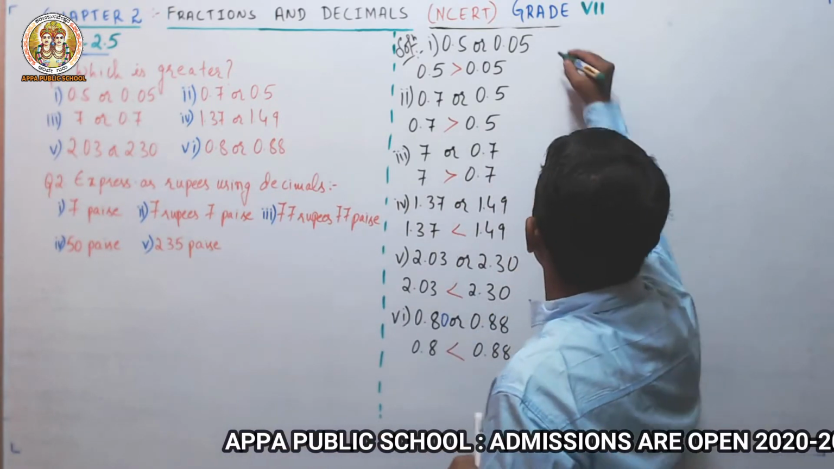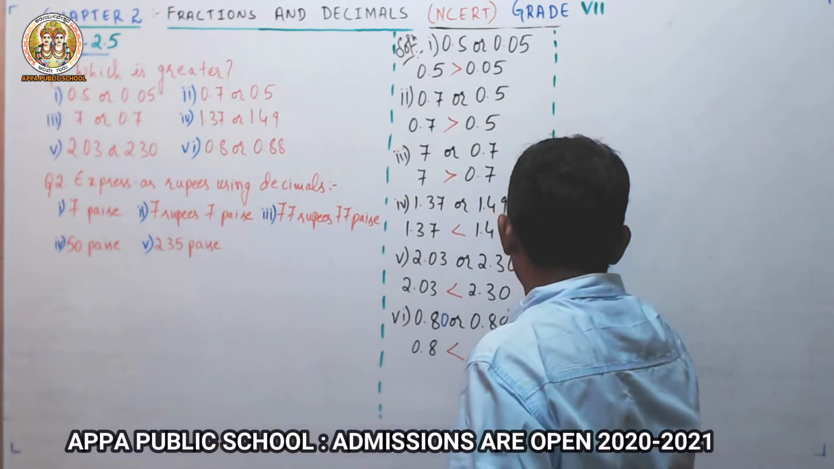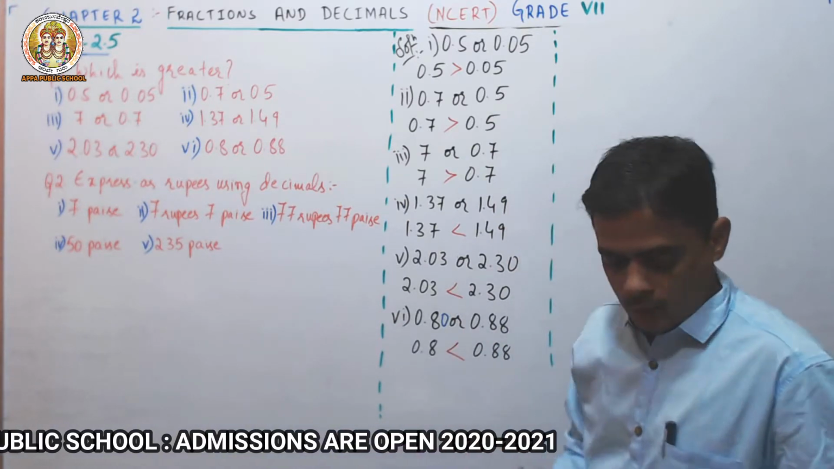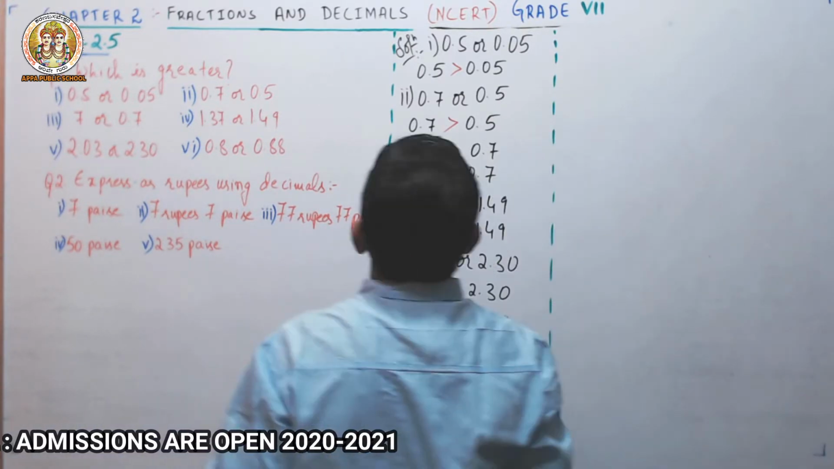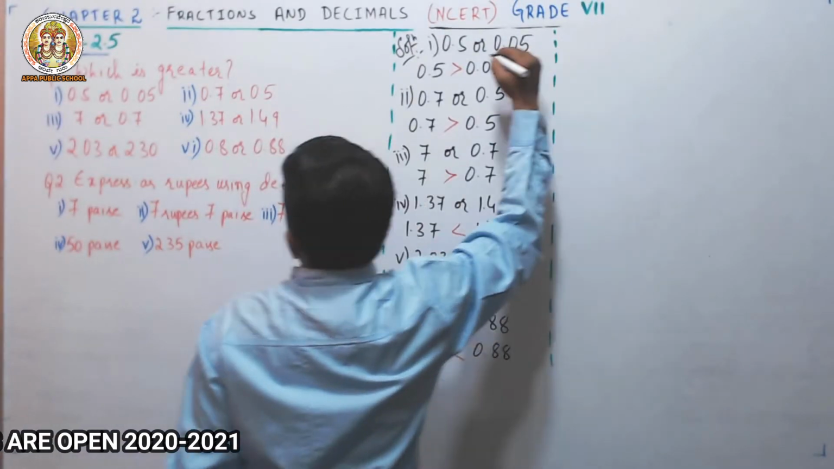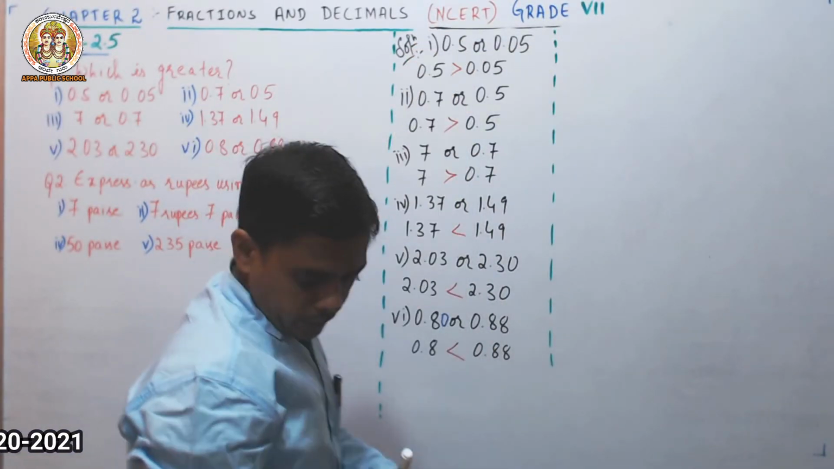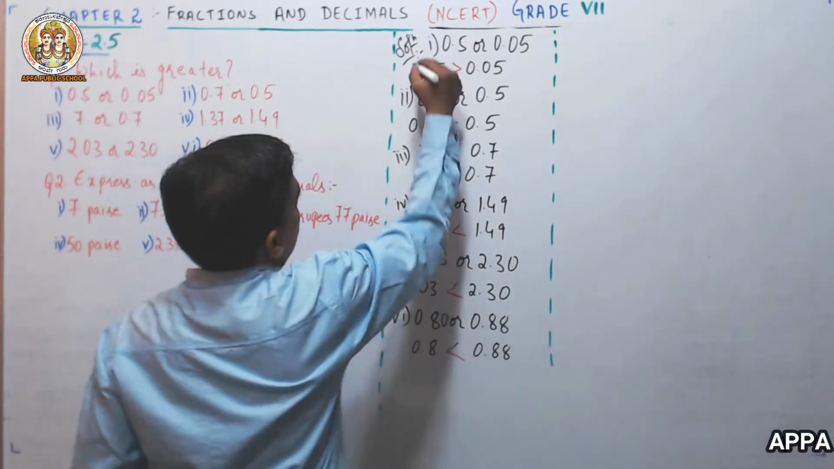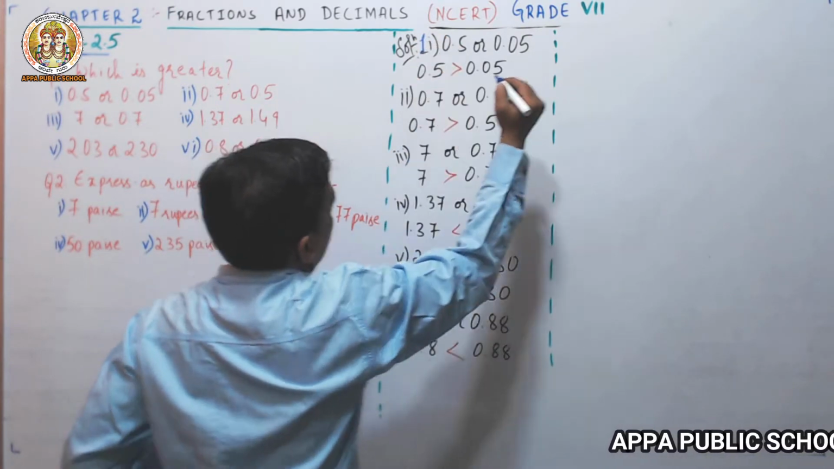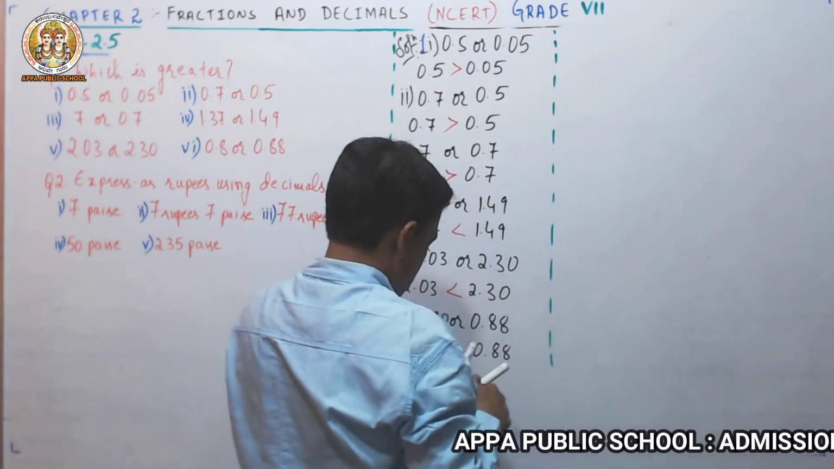That is question number 2. I'll write question number 2. This is question number 1. I'll write here, don't get confused. Now I'll write the solution for question number 2.